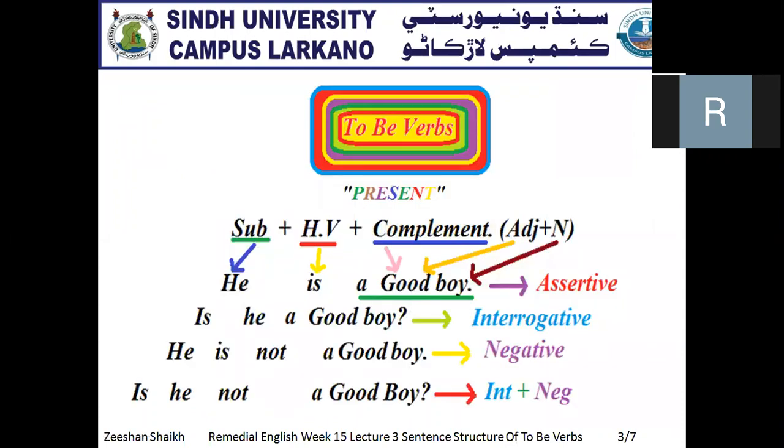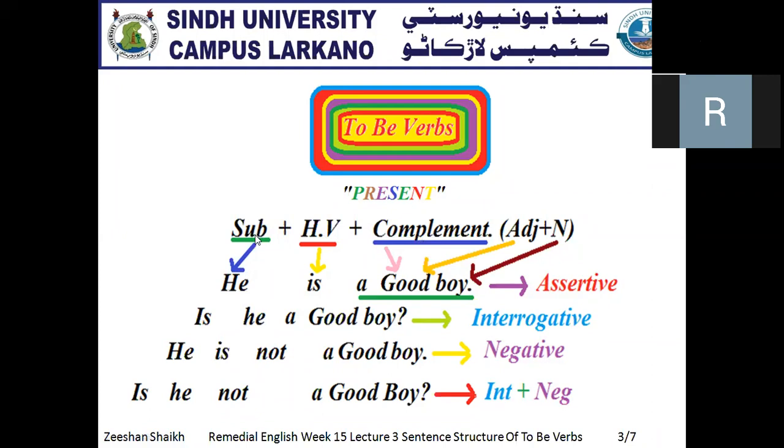First of all, to be verbs are also known as linking verbs. Clear? That is up to you whether you call them to be verbs or you can give your own name, like linking verb. Clear? Now, first of all, we have to see the present of to be verbs. Whenever we are trying to make the structure or the formation of a sentence of the present to be tense, first of all, the subject comes first. After that, the helping verb comes second, and after that, the complement.